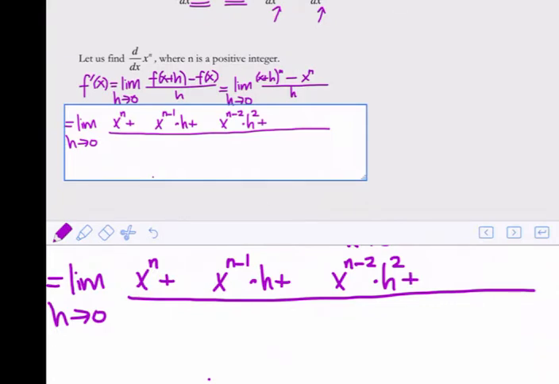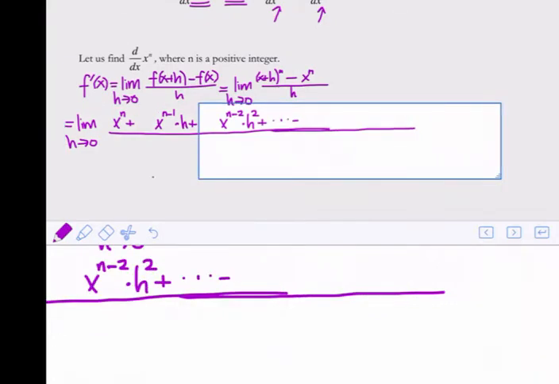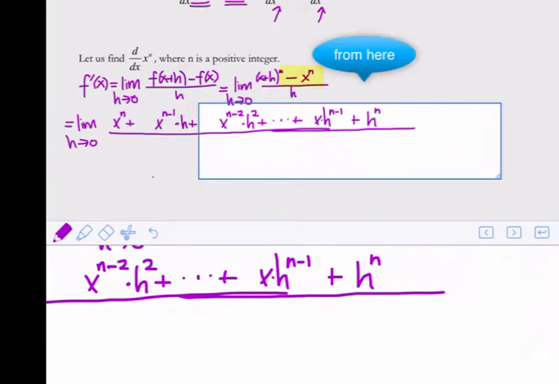Now we're going to need a dot, dot, dot here, right? So our final term, let's do our last two terms. Our final term will be h to the n. And the term before that will have 1 x and n minus 1 h's. Good. Now I don't want to forget my minus x to the n, so I'm going to put that in there. That's not part of the expansion, but it is part of my expression.